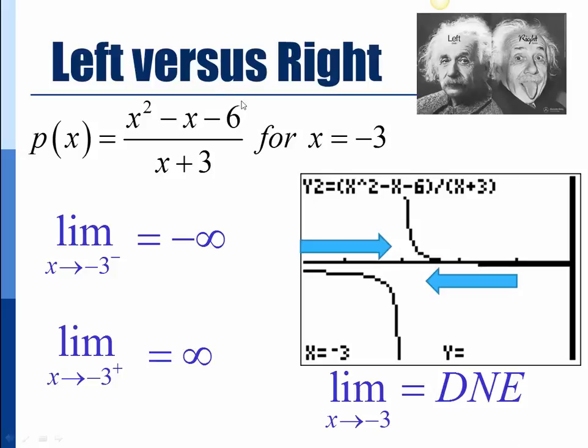And so that's the same idea. We've got limits. When the left side and the right side don't agree, then we can't have a limit. Whether it's infinity or nice numbers, if they don't have the same numbers, then we say does not exist.